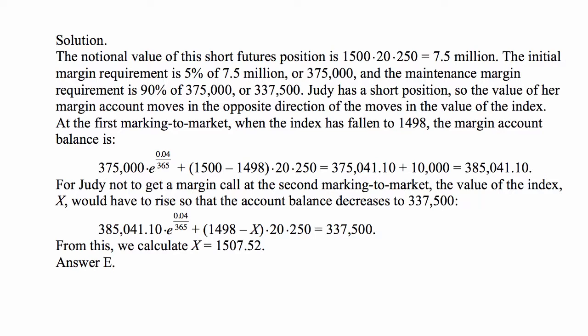And this is a linear equation in X. We solve it and we get 1507.52, which is an increase, as you can see, from 14.98 and from the initial value that she started with at 1,500 value of the index. And that's answer E. And that's the end of this problem.